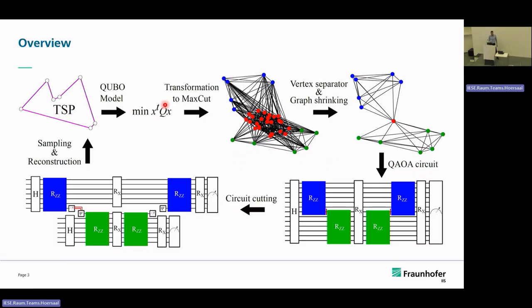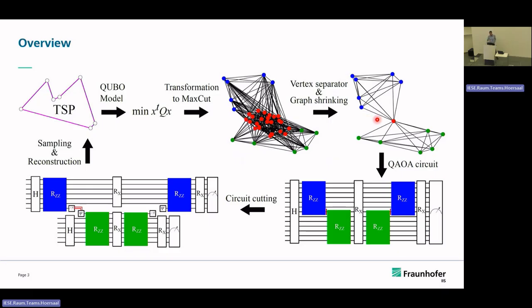You have to model this as a QUBO. We heard a lot about this today already. And what we then do is we transform this into a max cut problem. This is actually a straightforward transformation. And the point is, for the max cut, we have developed a size reduction technique that allows us to reduce the size of a max cut problem in a, say, controllable way.